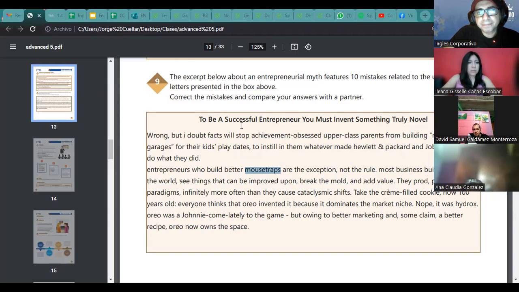Let's see. When you say break the mold, what is that? You need to leave behind the old things or the old way to do things and create a new way, a new situation. Perfect. So it's to change something, right? To think different and then change the way that people are doing things. So yeah, that is good. These three words are good.